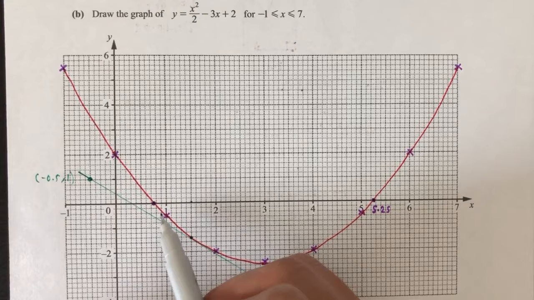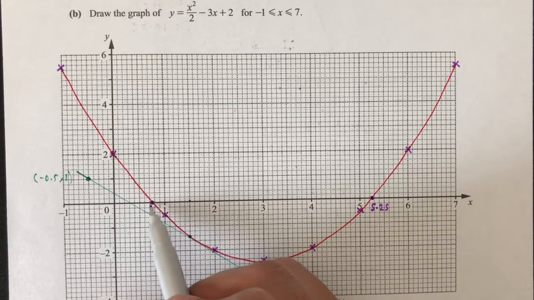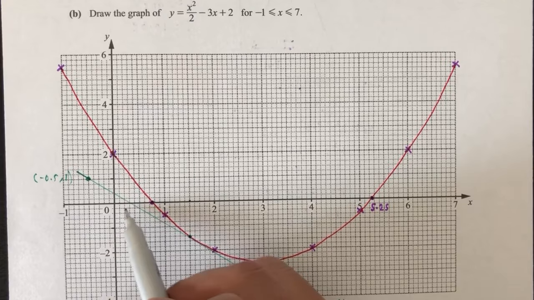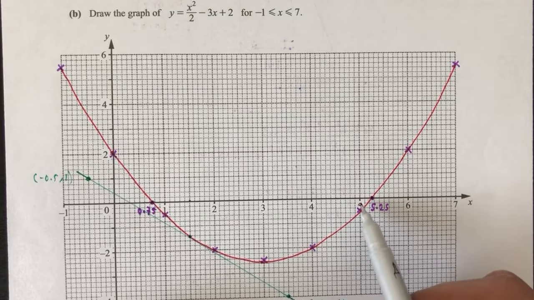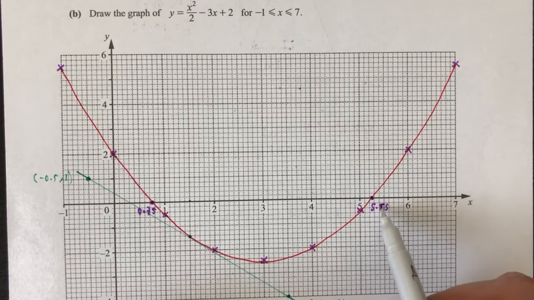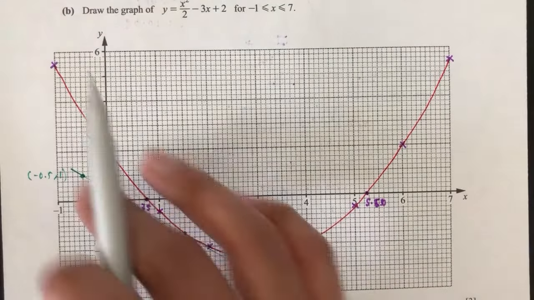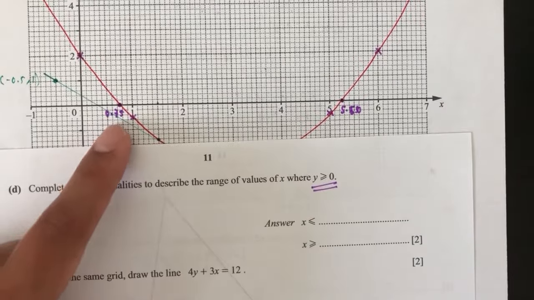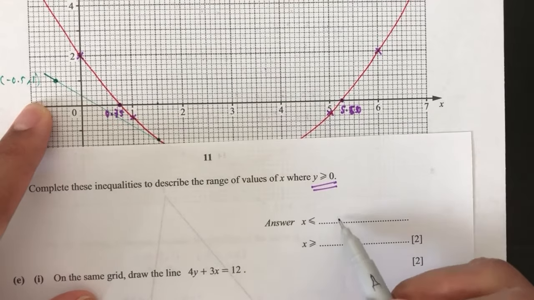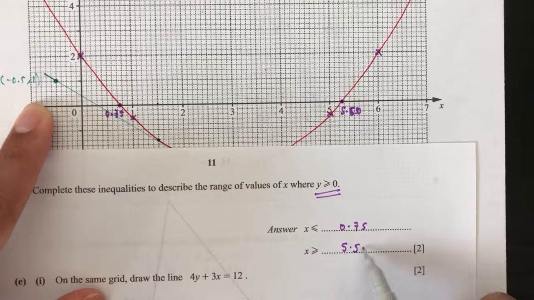This is 5.25, and here we have 0.5 is here, 0.6, 0.75. This is 5.1, 5.2, 5.50. So these are the two values that we have for x for which y starts to become positive. So let's write this down. The first value will be when x is less than 0.75, and here we have when x is more than 5.5. Okay.